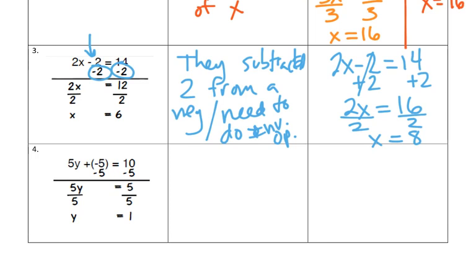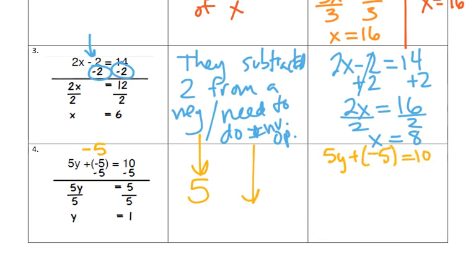Now number 4. We've got 5y plus a negative 5, which is the same as minus 5. Okay, and a minus 5 to both sides. So once again, basically the same mistake, right? Except 5 instead of 2. They needed to do the inverse operation instead. That plus probably threw them off.